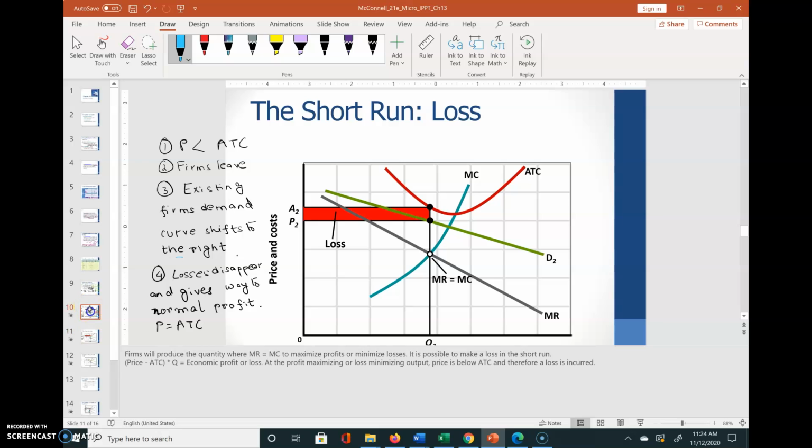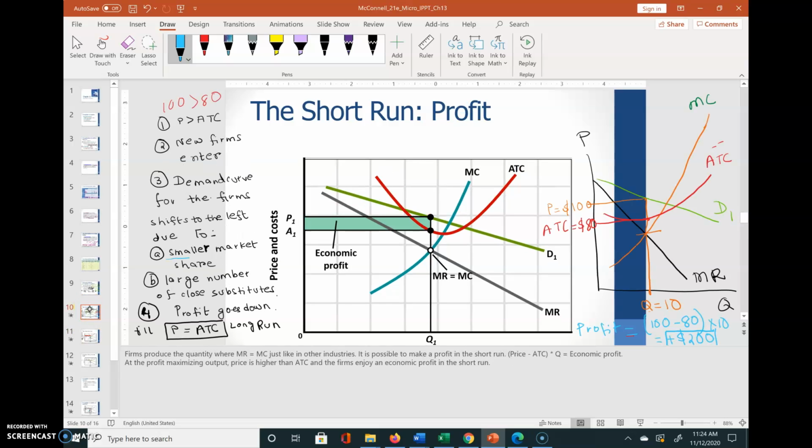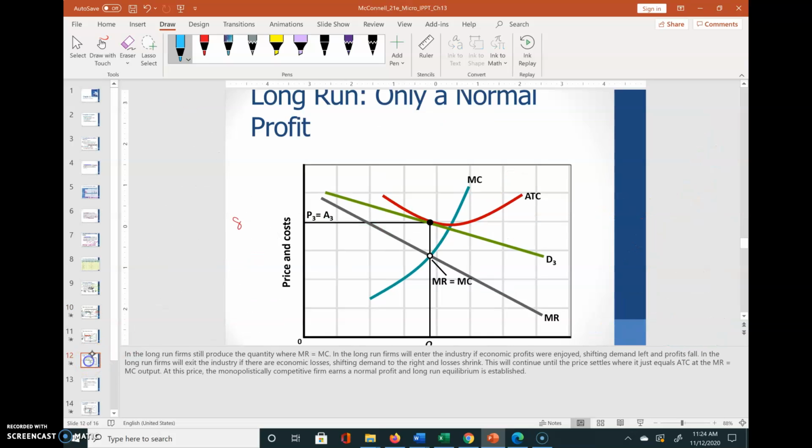Let's go back. So each firm now has a smaller market share because more firms are entering this industry, and they have to face a larger number of close substitutes. So this goes on till we have normal profit or price equal to average total cost, or till we reach the long run. I'll show you the graph here.